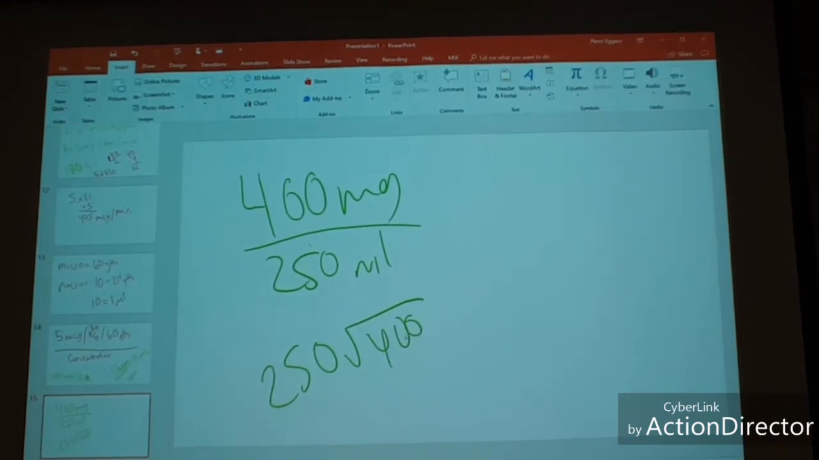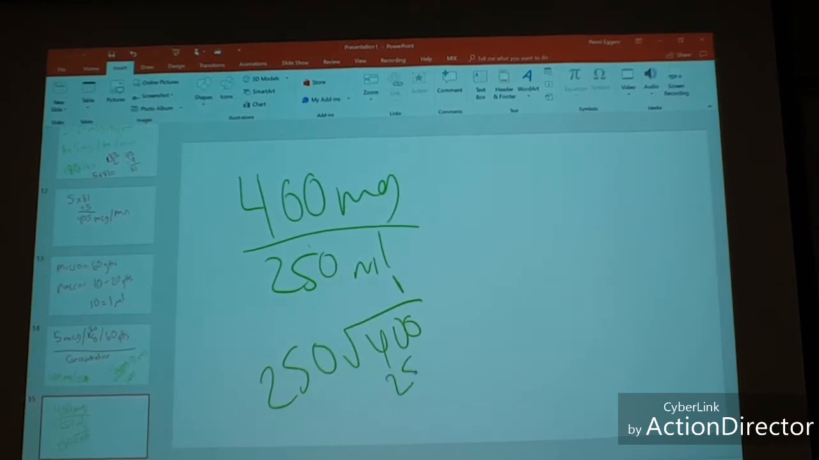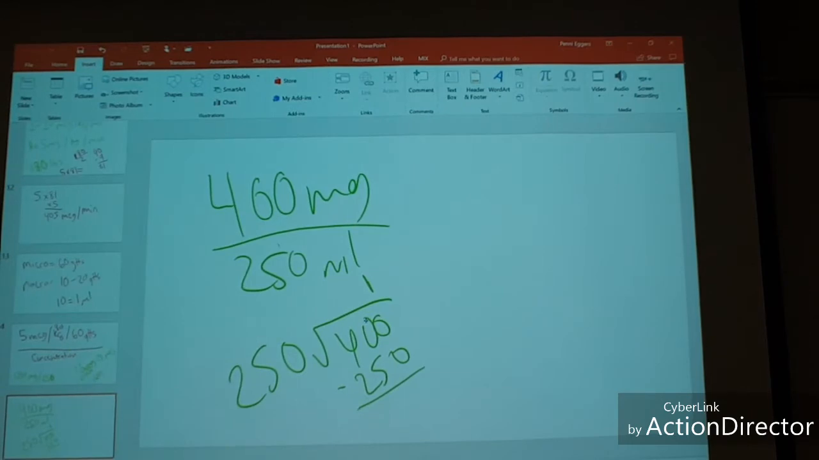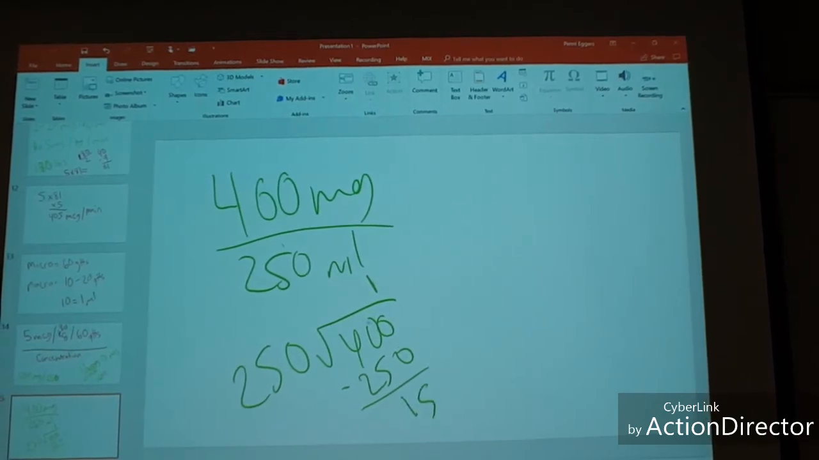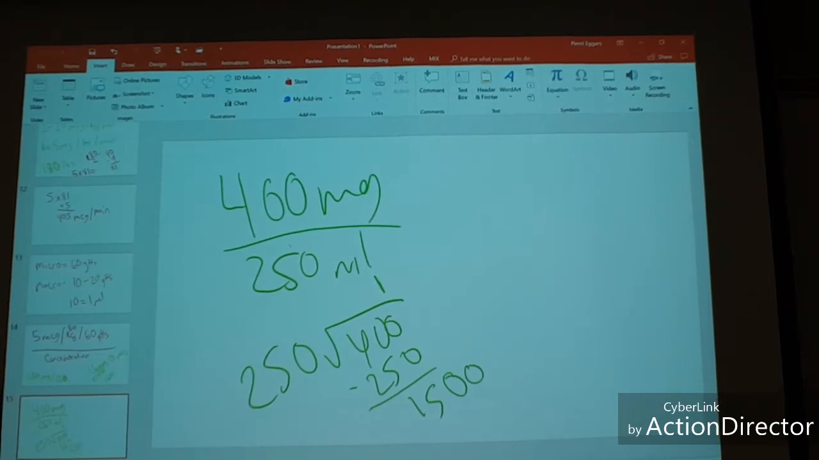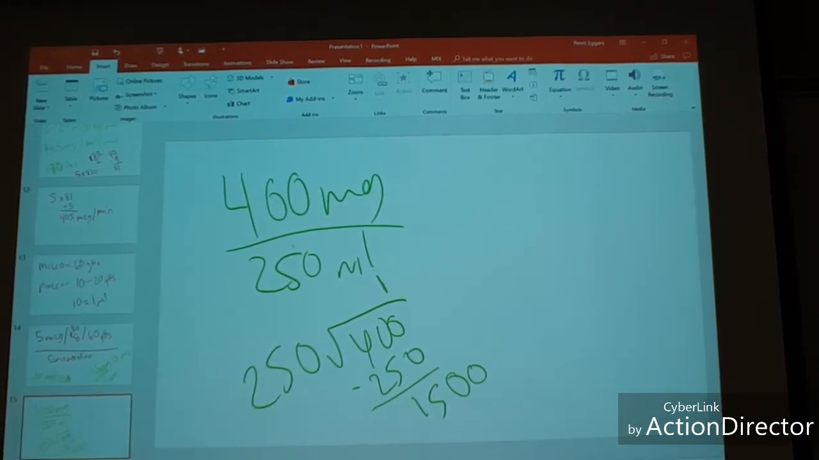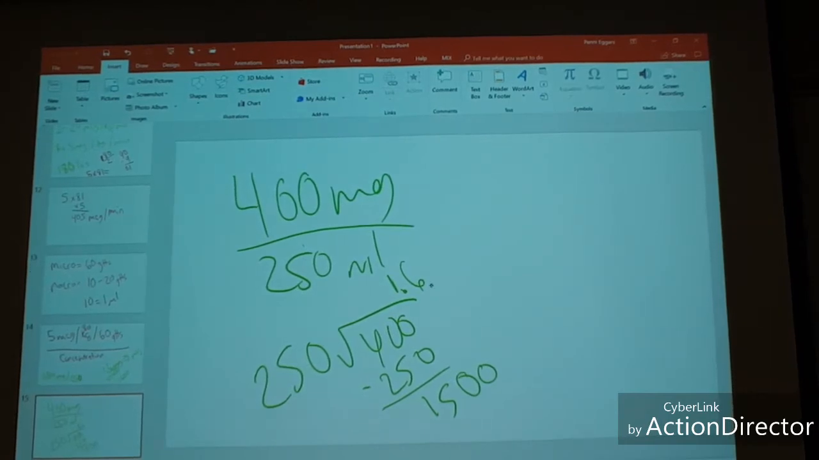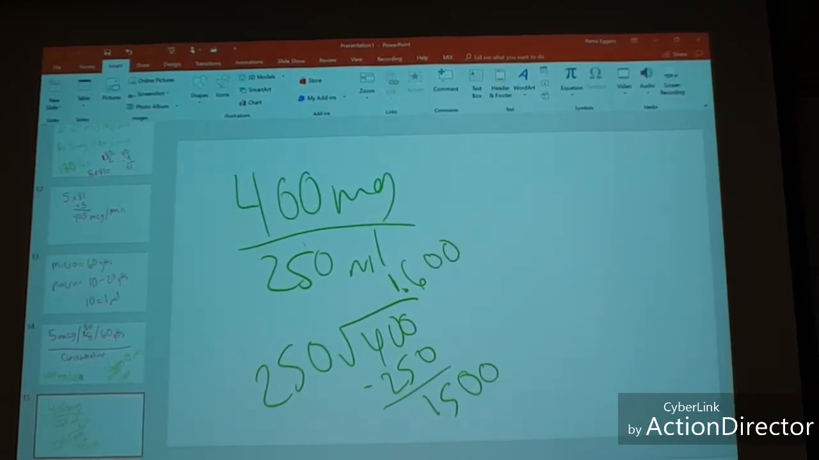Well, we know 250 goes into 400 at least once, right? So that would be 250. We take away all that, which makes what left over? 150. Bring a zero. Bring another zero. 250 goes into 1500 how many times? Six. Okay. This is going to be equal to 1600 mics.